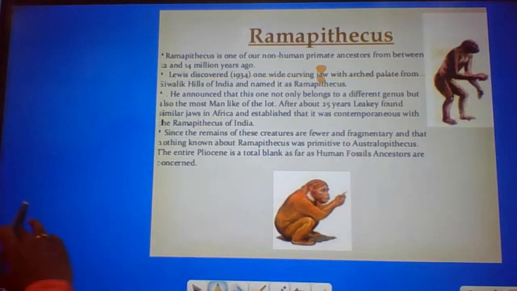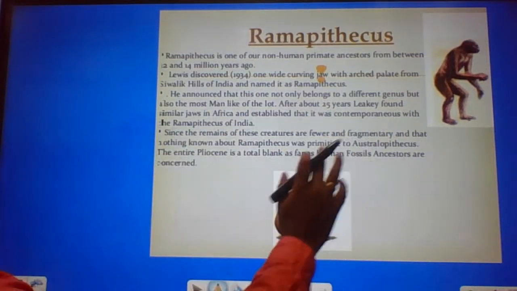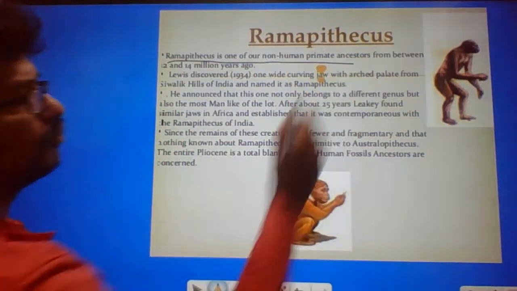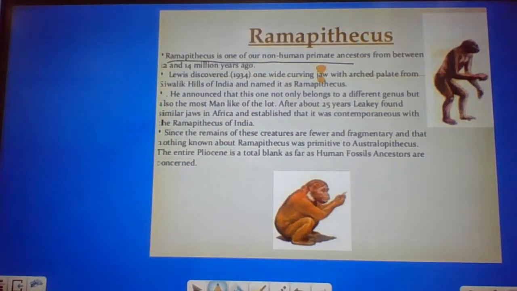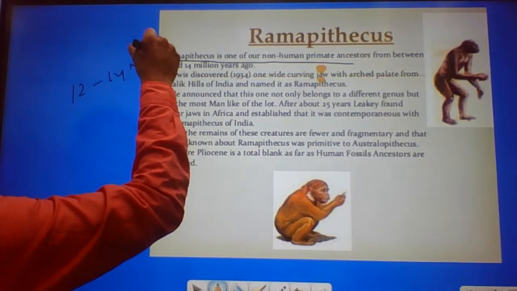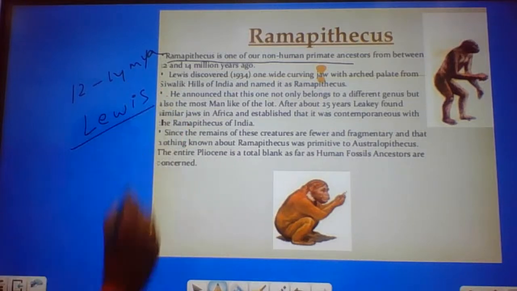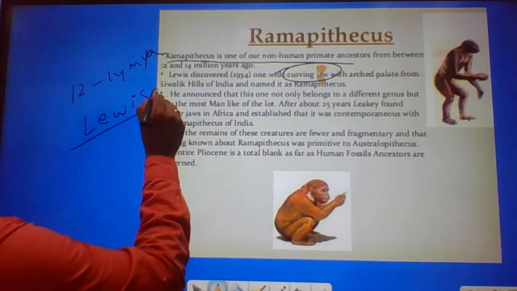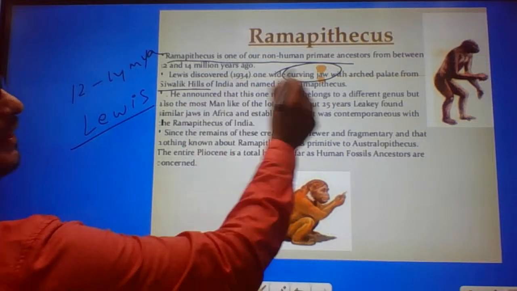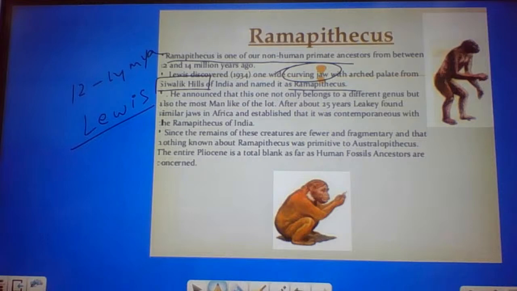Ramapithecus. It closely resembles Dryopithecus, almost the same. But Ramapithecus is one of the non-human primate ancestors, which forms between 12 and 14 million years ago. This was first discovered by Lewis. Lewis discovered a wide curving jaw and hard palate, the curved jaw and the palate, found in the Sivalik hills of India, and later it was named Ramapithecus.